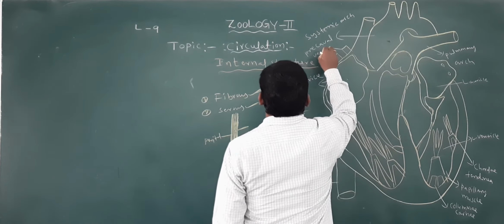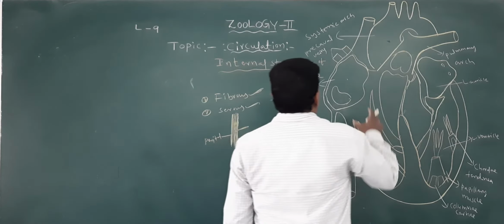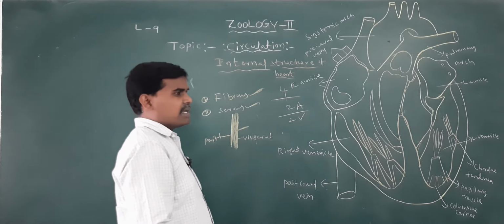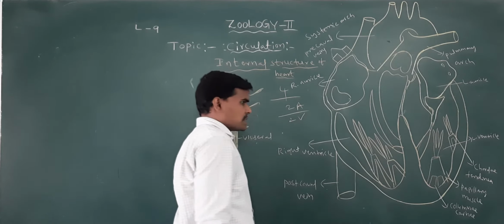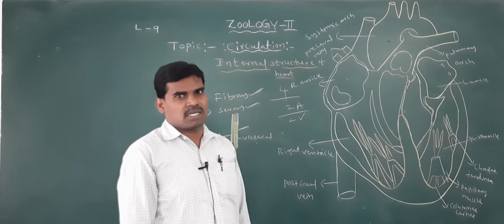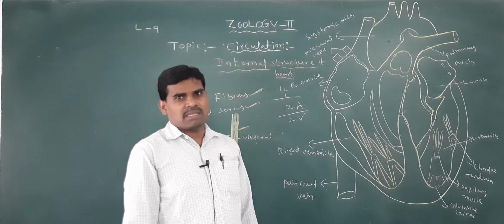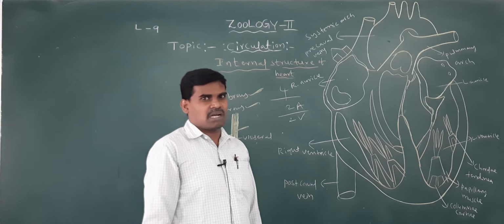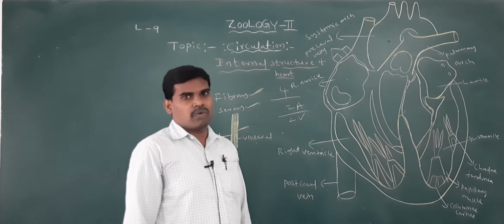Pre-caval veins. This is the heart. Let us look at the external structure of the heart. Externally we see only the four chambers: the two auricles and two ventricles, separated by the coronary sulcus. On the outer surface, the transverse groove and the longitudinal groove are formed. The longitudinal groove is the coronary sulcus, which divides the two auricles and two ventricles.